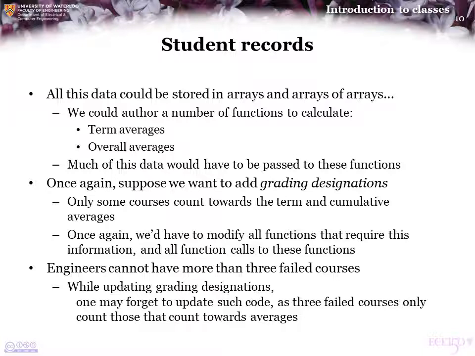And again, there's certain rules. Engineers cannot have more than 3 failures. Or at least uncleared failures. However, while updating grading designations, the programmer may forget to update such code, as 3 failed courses only count if those courses themselves count towards the averages. All right.